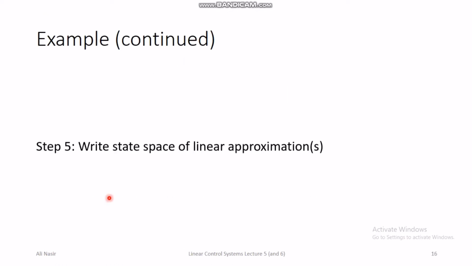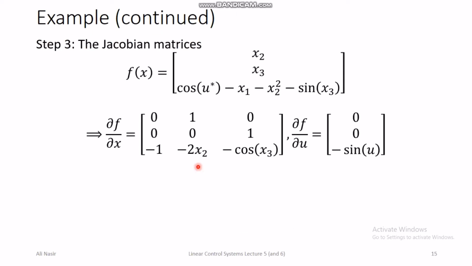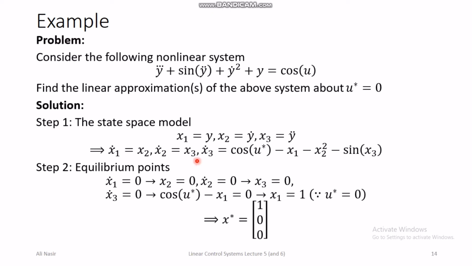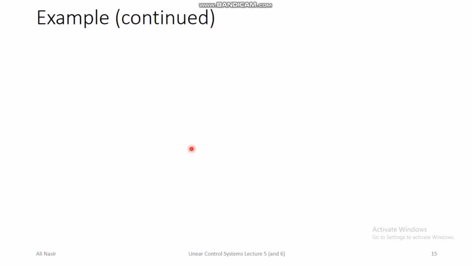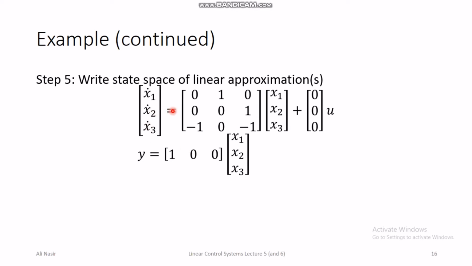So in this way, step number 5, just write down the corresponding linear system x dot equal ax plus bu, and you can also write y is equal to cx, because you have defined x1, x2, x3 in the beginning, so you know the relationship between y and the state vectors. Since we defined x1 is equal to y, y will be 1 times x1 plus 0 times x2 plus 0 times x3. So in the linear state space form, x dot equal ax plus bu, y is equal to cx.